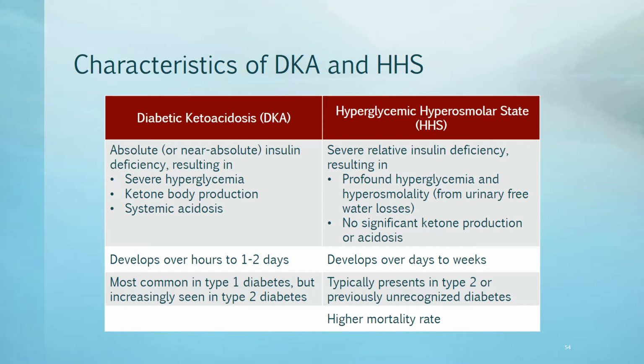DKA is more common in your type 1. Once in a great while you'll see it in type 2, but not typically. Your HHS has a higher mortality rate, and I've talked about some of the reasons why, because your elderly population has more comorbidities. They come in with these enormous levels of hyperglycemia. They come in severely dehydrated, in hypovolemic shock. Okay.